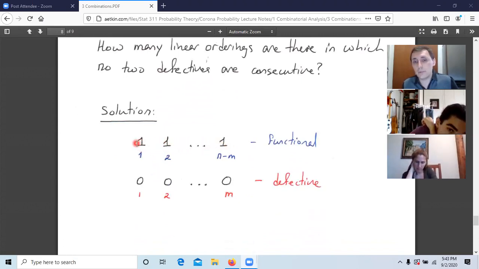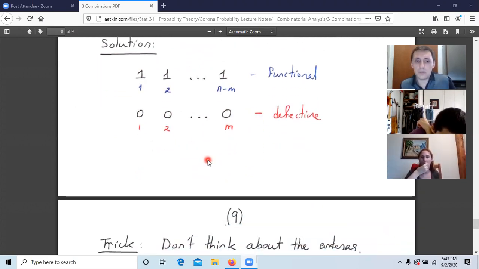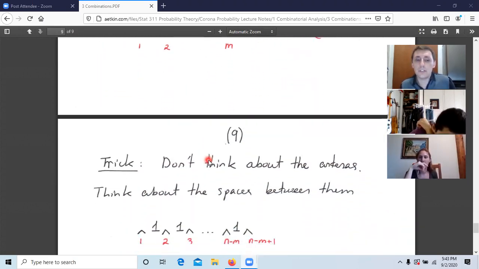So I cannot distinguish one from another. Those are functional, and you have n minus m of them. And zeros represent the dysfunctional antennas. You cannot distinguish between dysfunctional ones. Okay, so I am required to have the dysfunctional antennas separate.